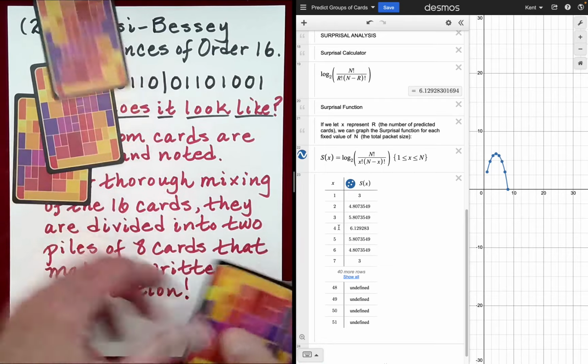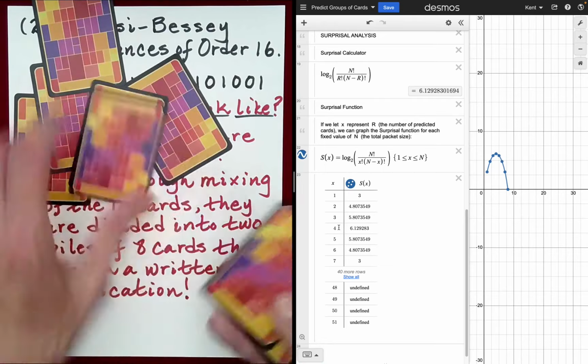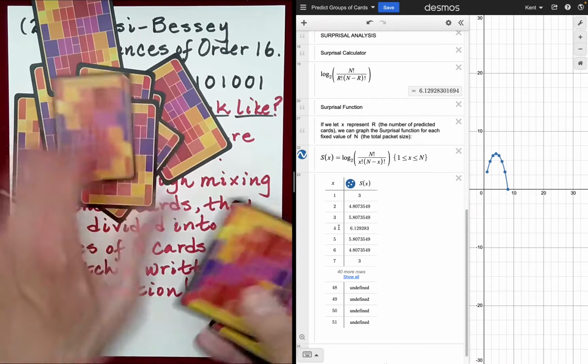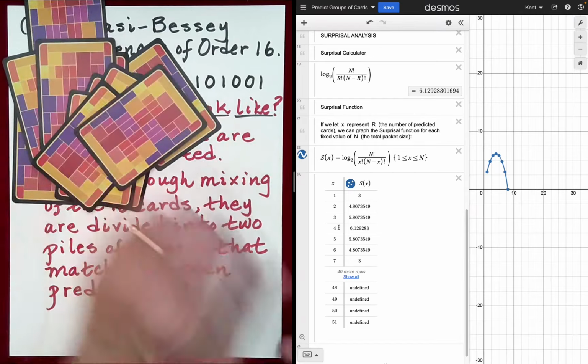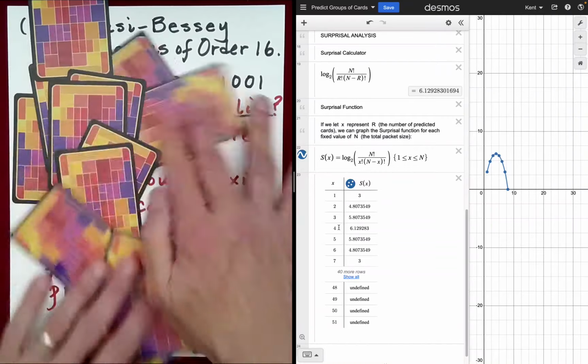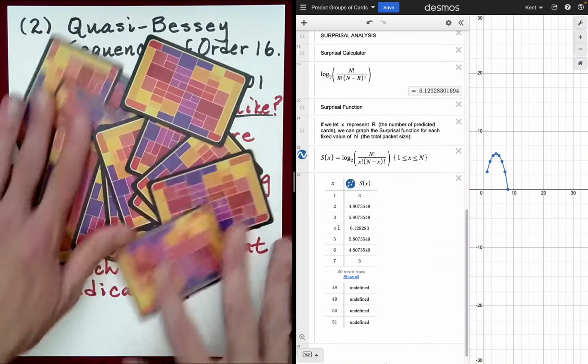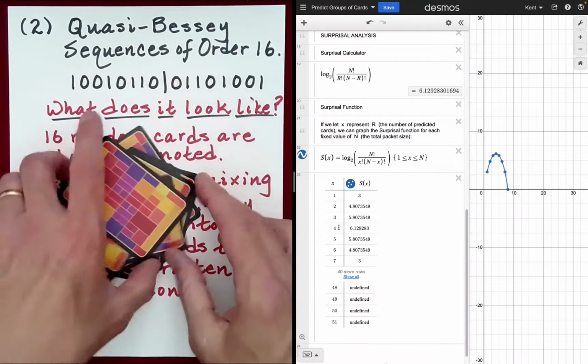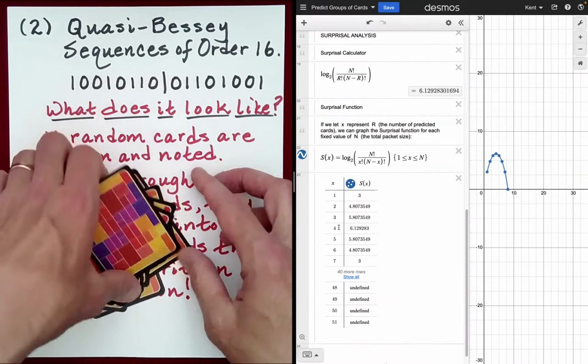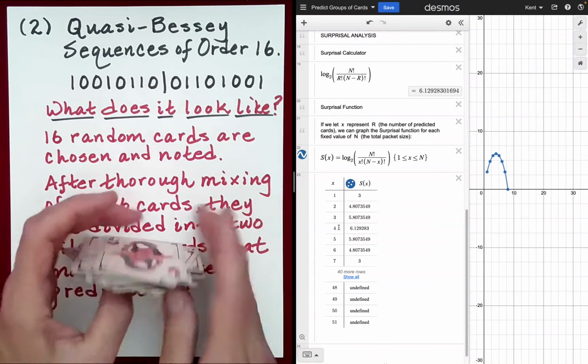So 3, 4, 5, 6, 7, 8, 9, 10, 11, 12, 13, 14, 15, 16. That's fine. And then you can have the spectator mix these to their heart's content. Okay? So these will truly be random cards, and they can be chosen by the spectator. In fact, ideally, that should happen.